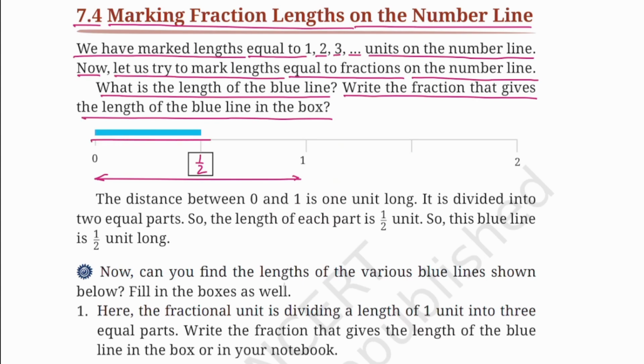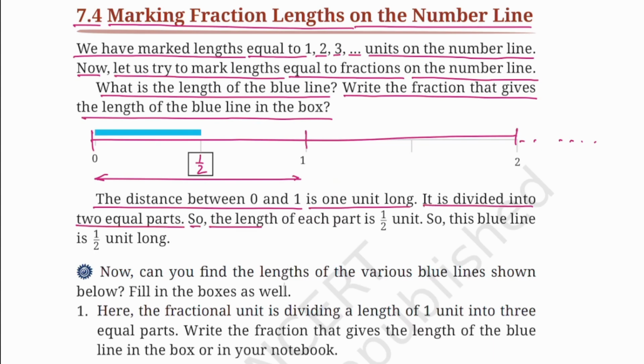You can see a number line given here. 0, 1, 2 and so on can be written. The distance between 0 and 1 is 1 unit long. It is divided into 2 equal parts. So the length of each part is 1 upon 2 unit. So this blue line is half unit long.